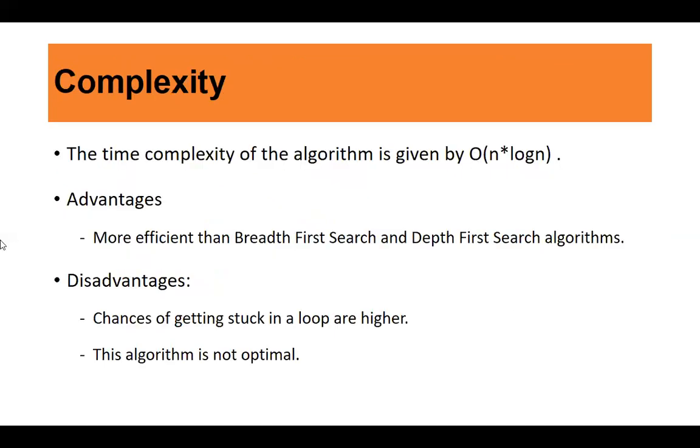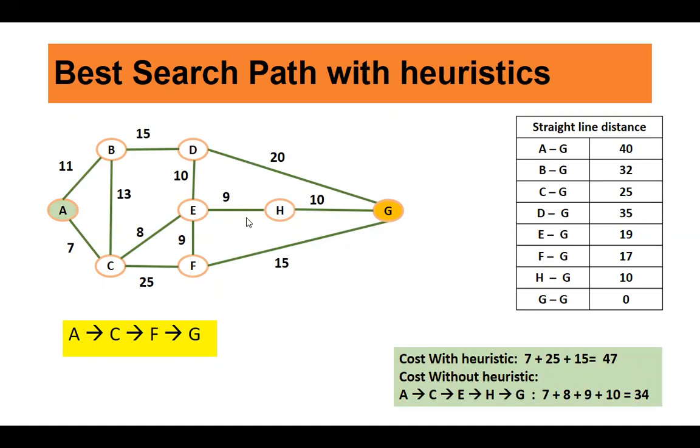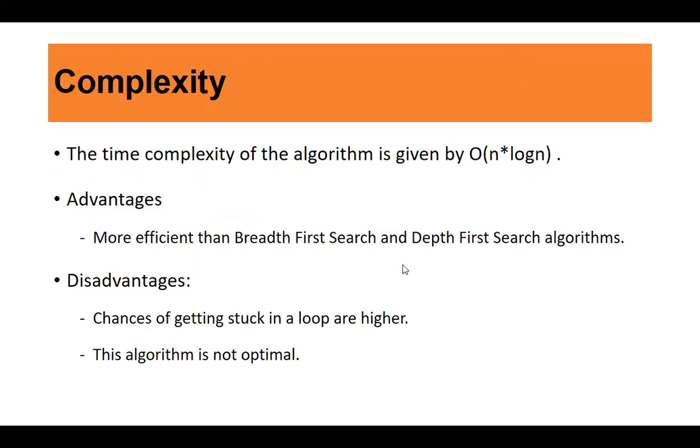Fine. So the advantage is that it is more efficient than breadth first search and depth first search algorithms. And what is the disadvantage? There are chances of getting stuck in a loop, right? Because as I keep on getting the minimum heuristic value, I may not reach the goal state. There may be some other node from F, it might go somewhere else, and then it might go to G, or it may not go to G, right? So it might get stuck.